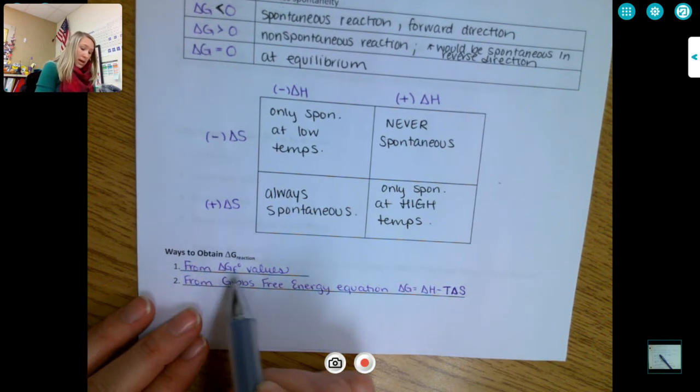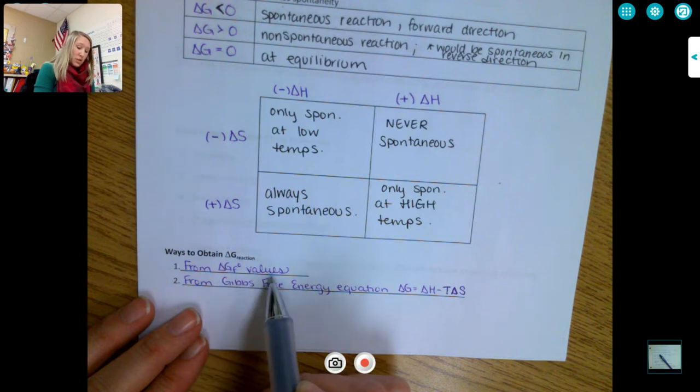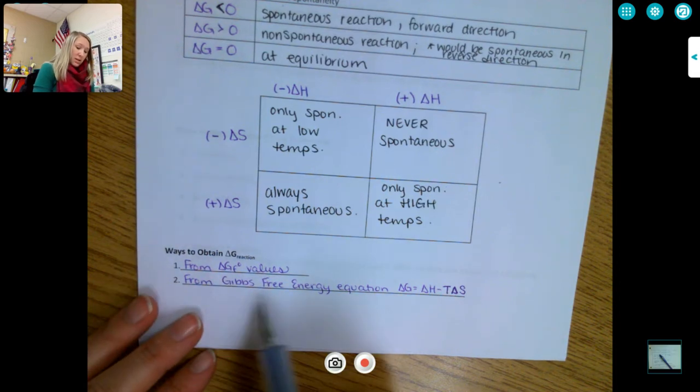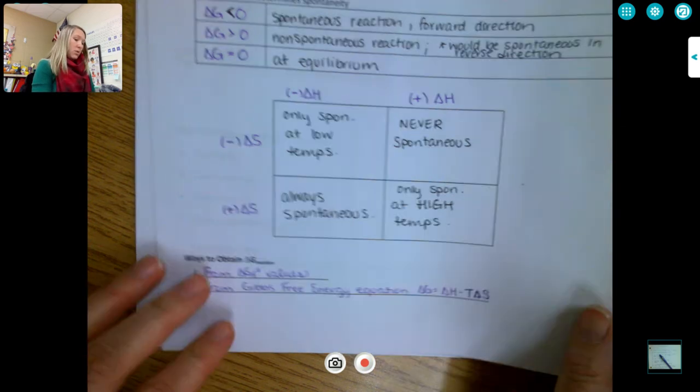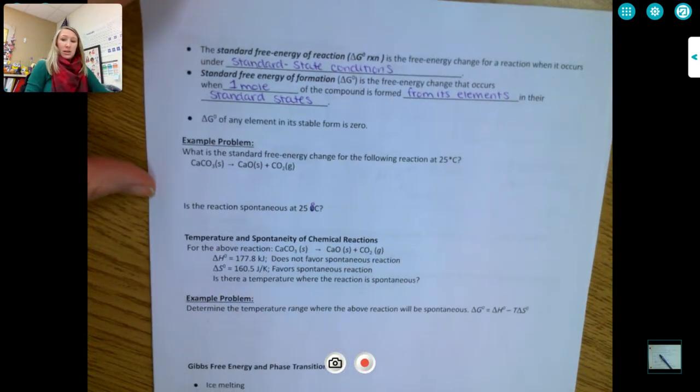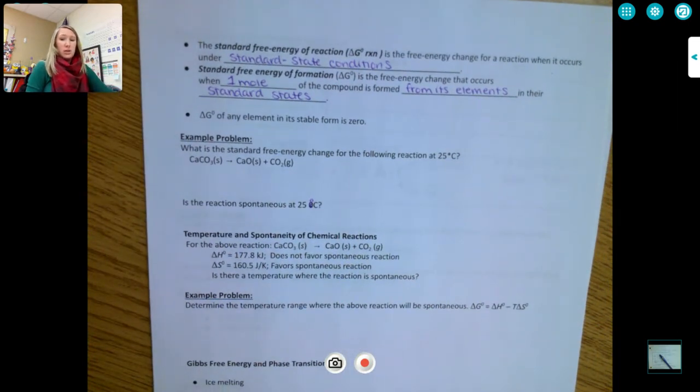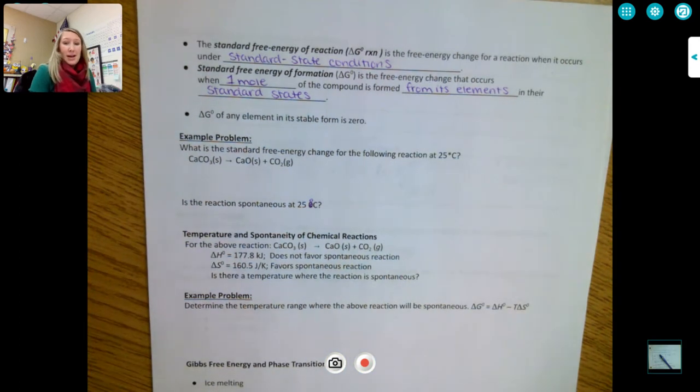So how do we get these delta G values? Well, we can get them from our Gibbs free energy of formation values, and we can use this equation here of our delta H minus T delta S. So let's take a look at how those work. We can have our standard free energy of reaction, which is our delta G of our reaction. It's the free energy change for a reaction when it occurs under standard state conditions. So those standard states are coming back again.